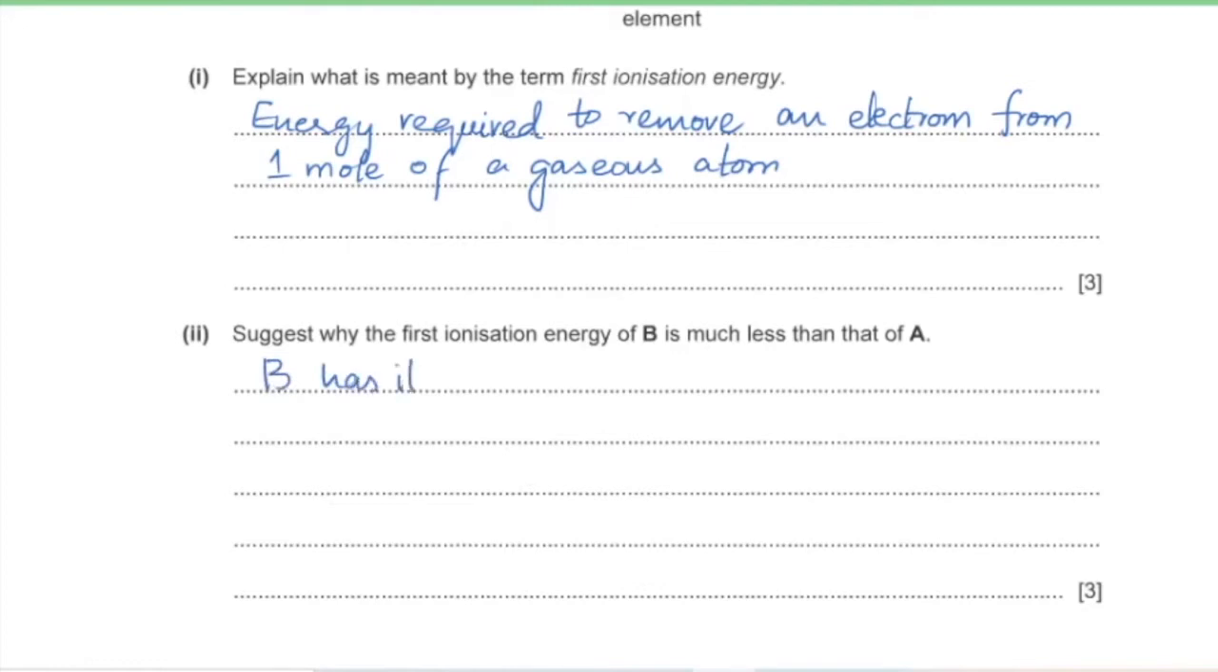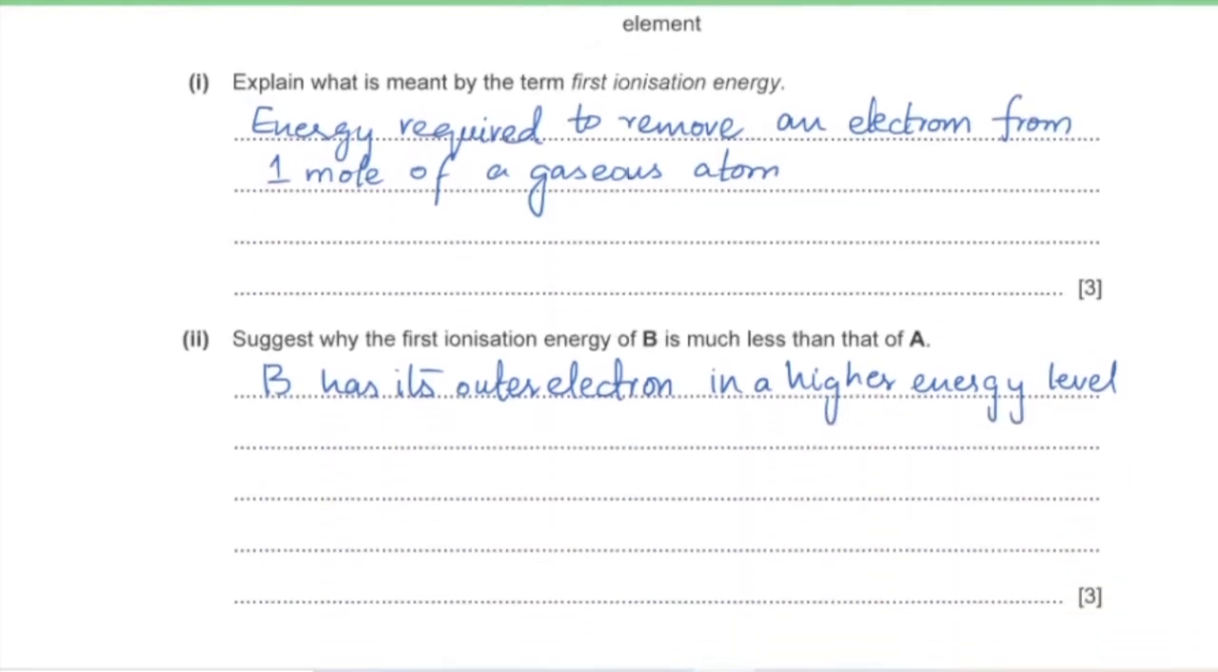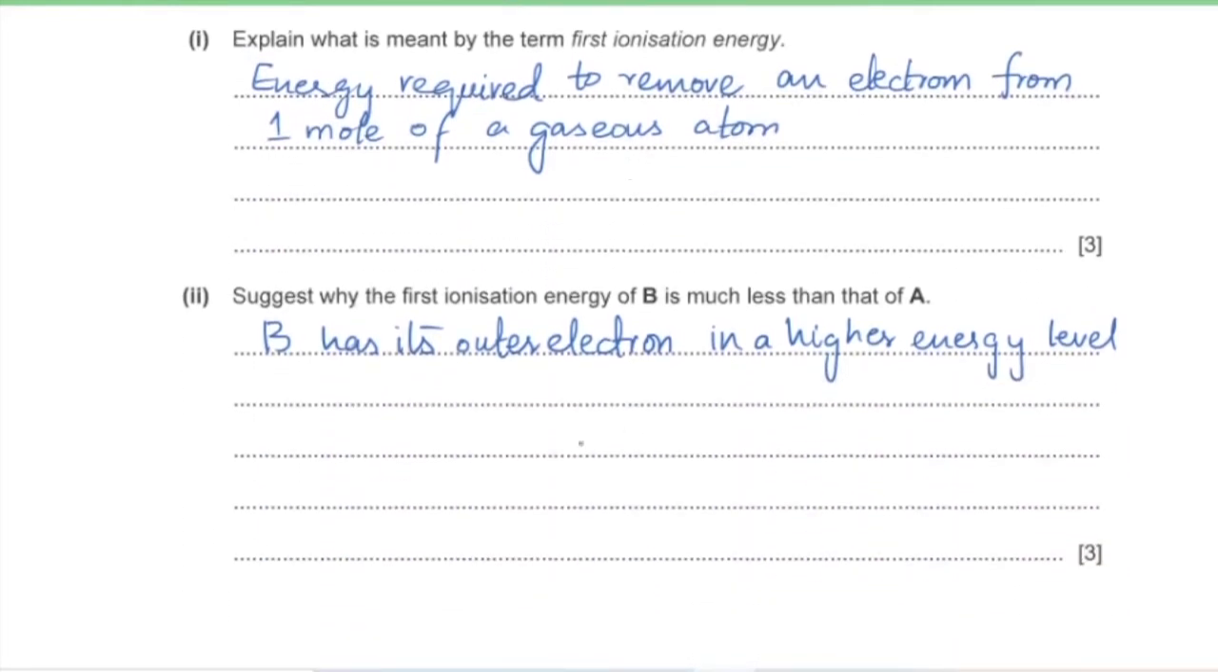B has its outer electron in a higher energy level, because if all the elements ranging from A to F were in the same period, this bar wouldn't have been this high. They would all have similar heights if they were all from the same period.